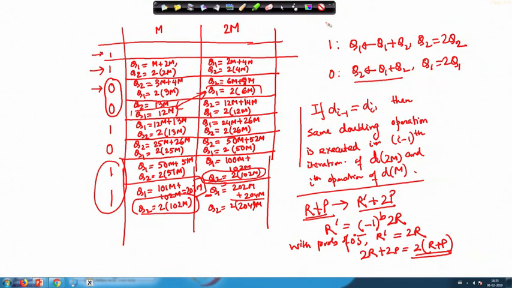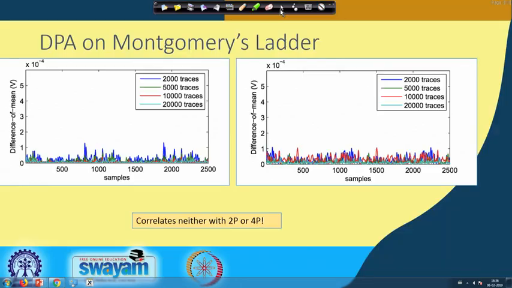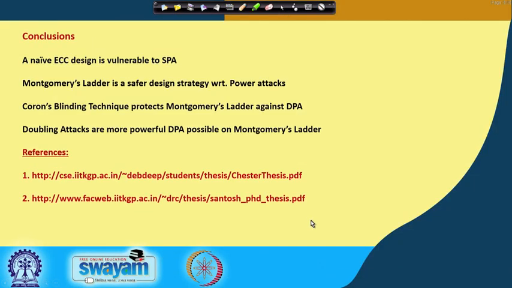Okay. So, we will basically stop here and we will just conclude what we discussed. So basically what we discussed is that the naive ECC design is vulnerable to SPA. The Montgomery's ladder is a safer design strategy with respect to power attacks because it protects against simple power attacks. Coron's blinding technique is an interesting way to protect Montgomery's ladder against DPA, and doubling attacks are more powerful DPA attacks which are possible on Montgomery's ladder, and even right we still can fancy our chances even if there is a Coron's blinding protection which is updated in the fashion that we described.